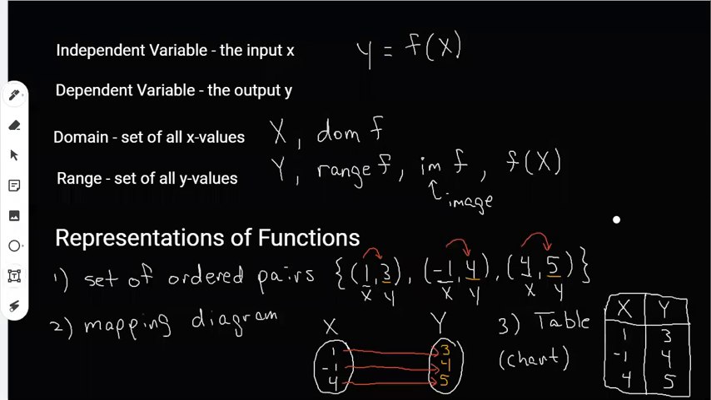So when we talk about functions, we can write them as a set of ordered pairs. We can display them as a mapping diagram, like I did for number 2. And then like for number 3, I can write a table or a chart. So that's another way I can do it. Okay? Now the fourth way is going to be a graph.